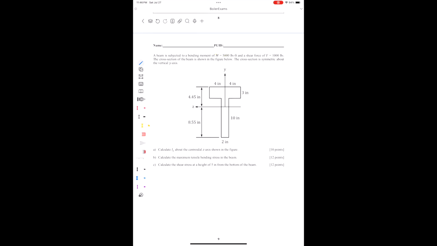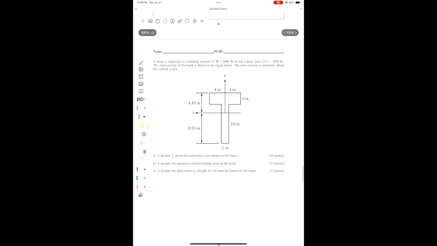For part A, we have to calculate I_z about the centroidal z-axis shown in the figure. For part B, calculate the maximum tensile bending stress in the beam. And then for part C, calculate the shear stress at a height of 5 inches from the bottom of the beam. So, pretty straightforward problem.